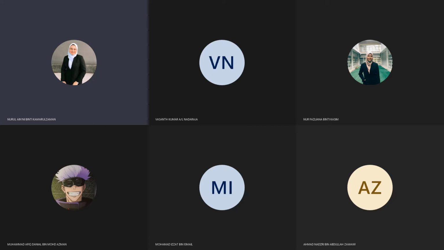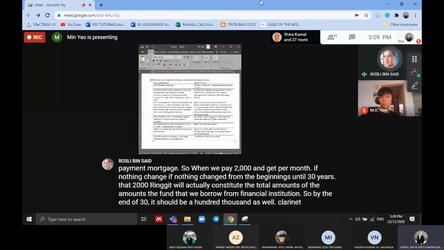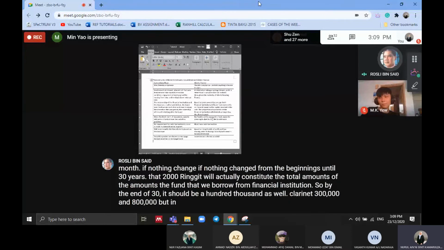The amount is the fund that we borrow from the financial institution. So by the end of 30 years, it should be 800,000 as well. Clear or not? 800,000 and 800,000. But in an actual situation, it wouldn't be like that.